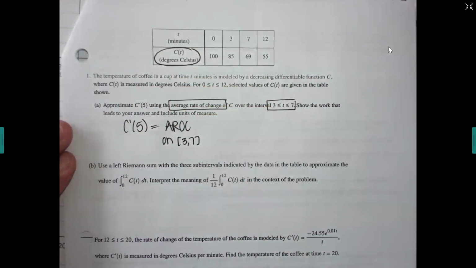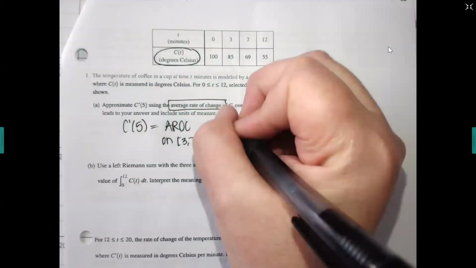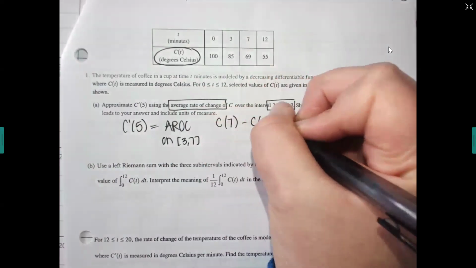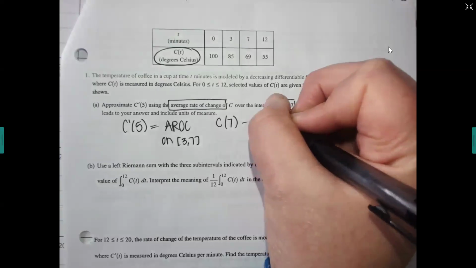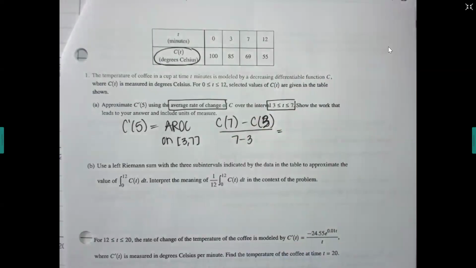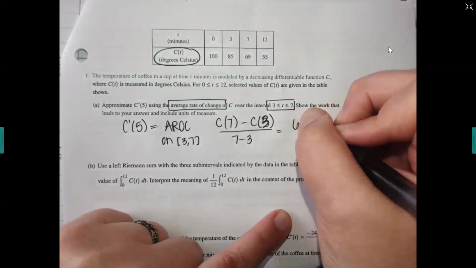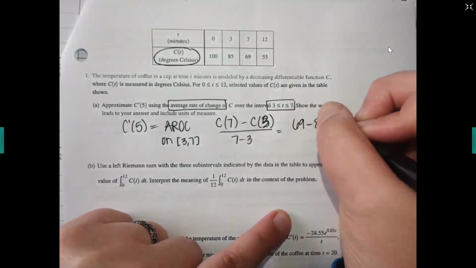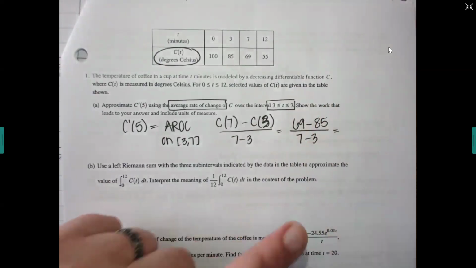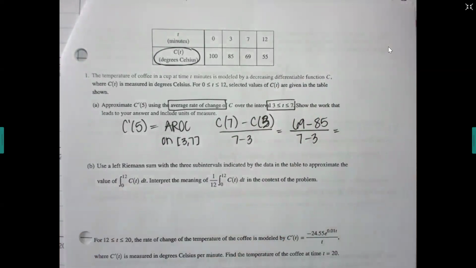Then from there, we would do C of 7 minus C of 3, and then over 7 minus 3. Then remember from there, you just pull these numbers out of the table. So C of 7 we see is a 69. C of 3 is an 85. And then you could even leave this just like that. If it's not multiple choice, that's actually good enough.